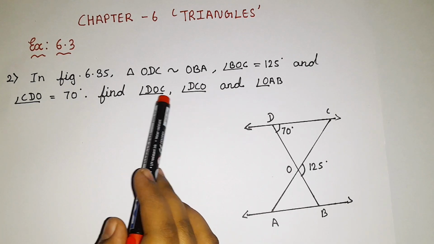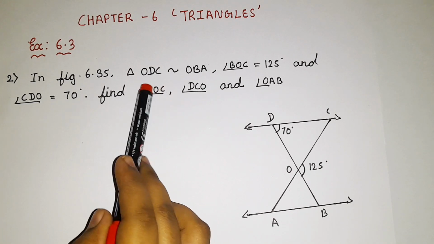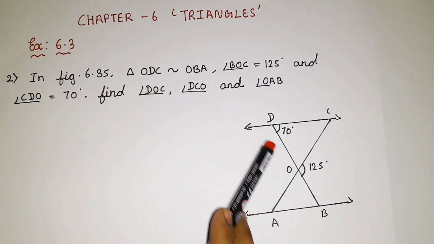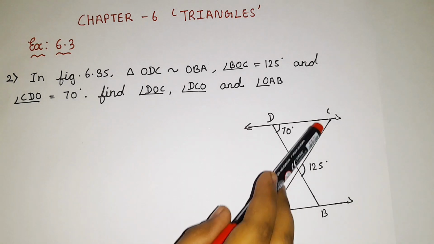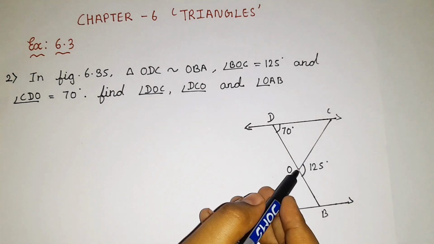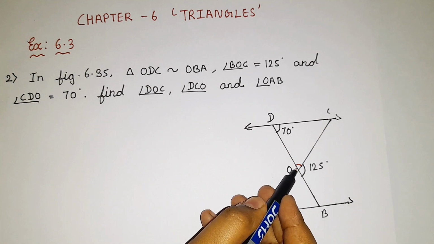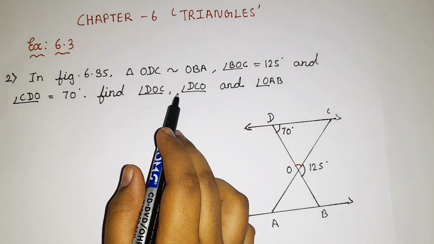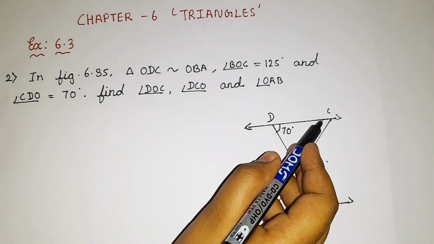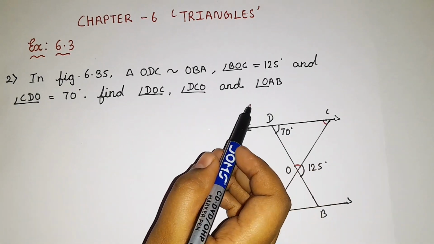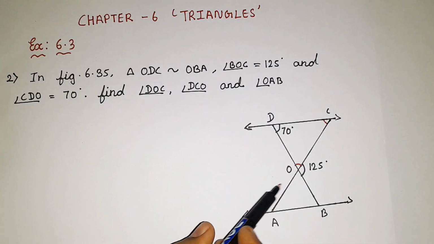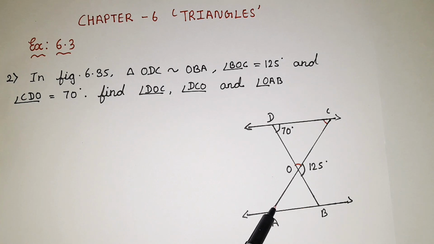First of all, let us see where those values are. First it is angle DOC, so we have angle DOC right over here. Then we are supposed to find this angle. And then we are supposed to find angle DCO. So where is angle DCO? We are supposed to find this angle as well. And then we are supposed to find angle OAB, so we are supposed to find this one.